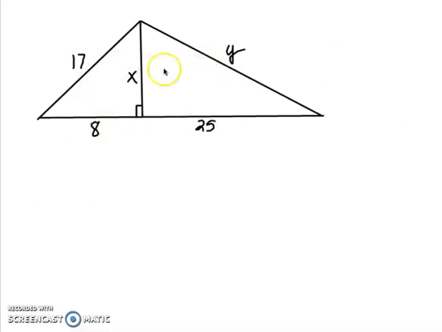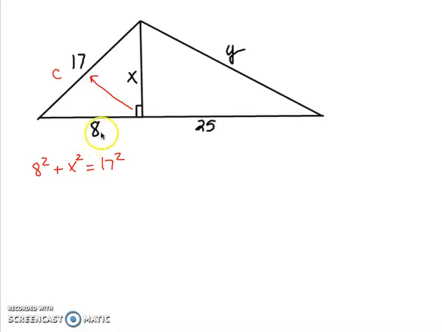In this picture right here, you have two variables, x and y. So you're going to have to do Pythagorean theorem twice. So if I look at this triangle here on the left side, I'm going to use the 8, the x, and the 17 first. So I'll set up Pythagorean theorem. So we have 8 squared plus x squared equals 17 squared. Remember, your hypotenuse is across from the 90-degree angle. That has to be your C.